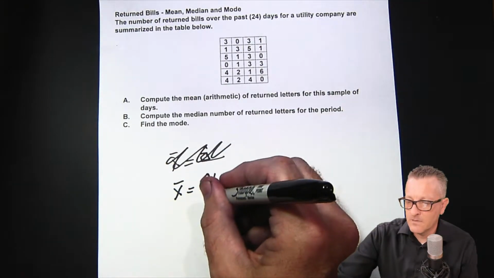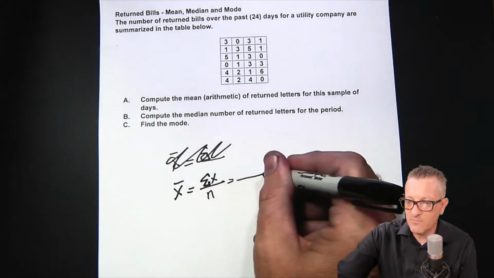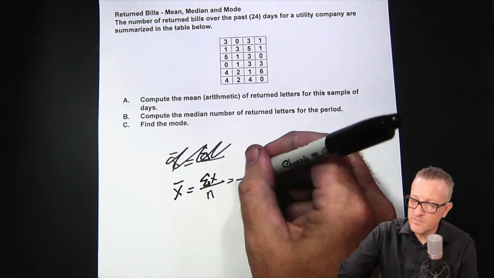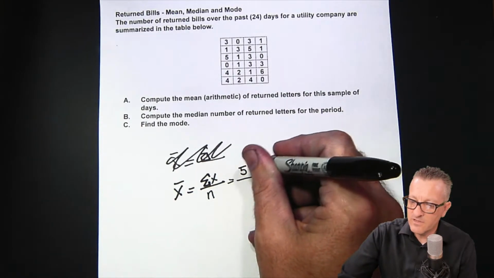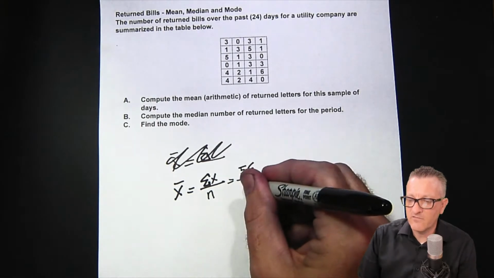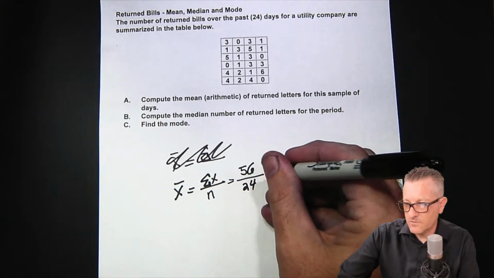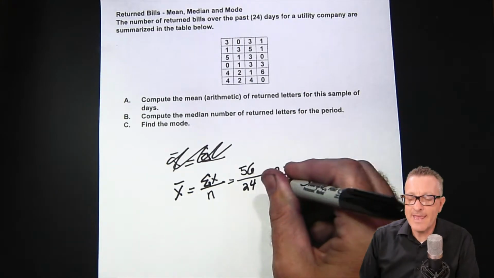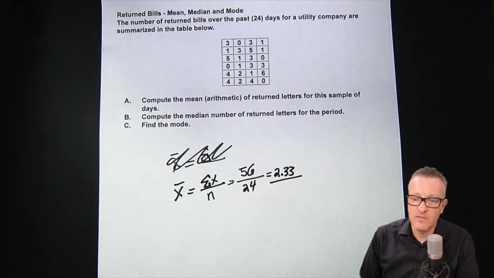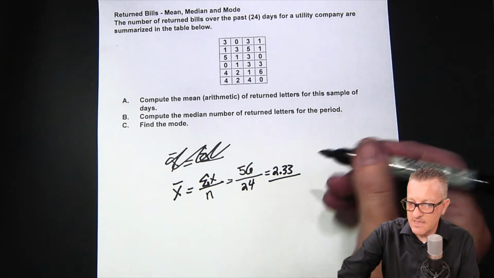Okay. So when we sum it, I already have this worked out so that we don't have to take a bunch of time, but when we add all of these up, we end up with 56. And then we have 24 different days, a value for each day, and then we work this out, and we end up with about 2.33. Okay, so that is our answer for A, which is find the mean, or the average, the arithmetic average, which we call in statistics class the mean. Okay, so this is A.